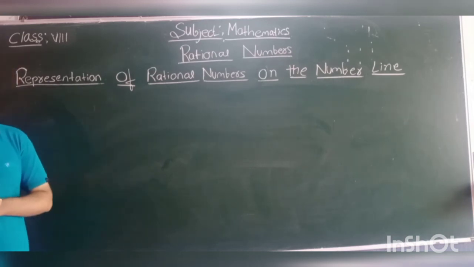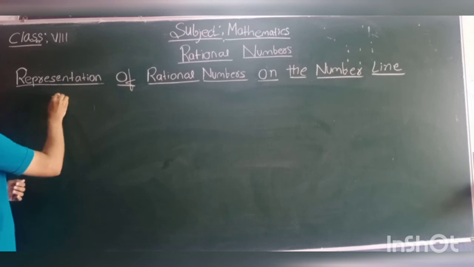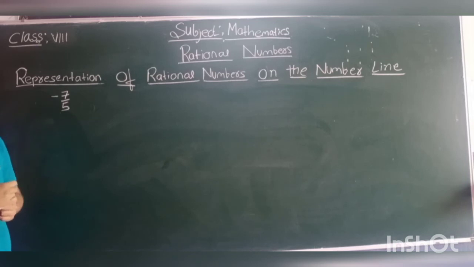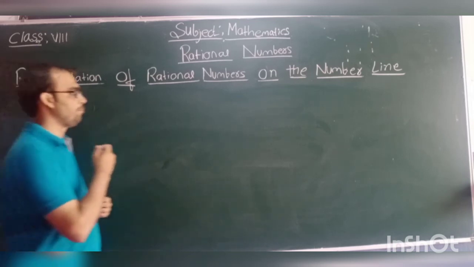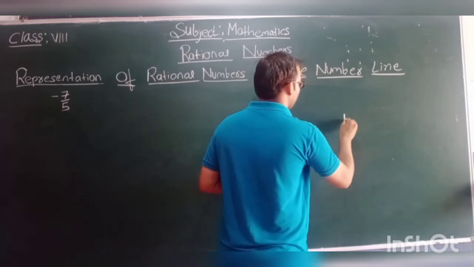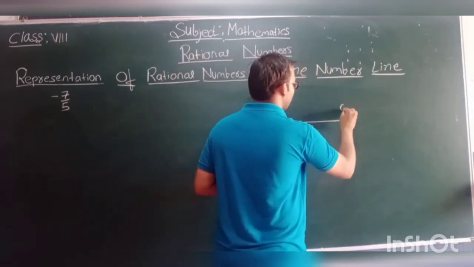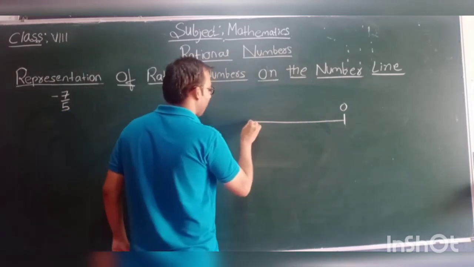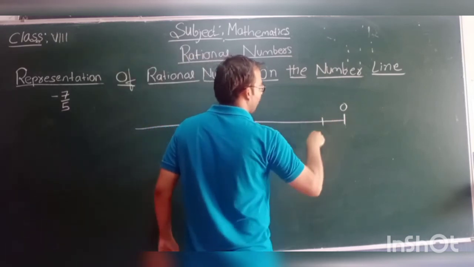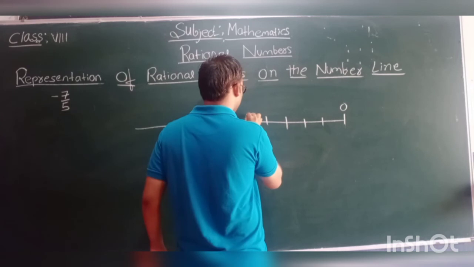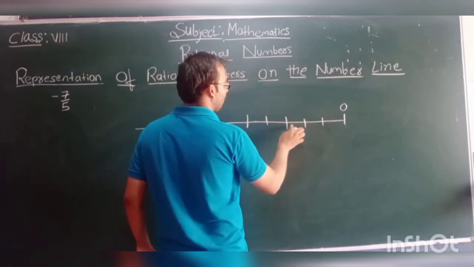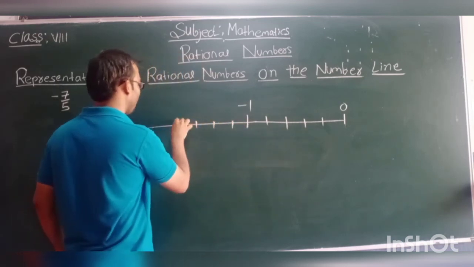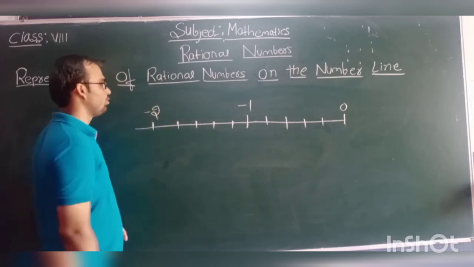If you want to represent minus 7 by 5 on number line, then how will you represent? So same. Okay. So extend the line to the left of 0. As the denominator is 5, you need to divide each unit into 5 equal parts. 1, 2, 3, 4, 5. 5 parts now. 1, 2, 3, 4, 5. So this is minus 1. And from here 1, 2, 3, 4, 5. This is minus 2. Okay.